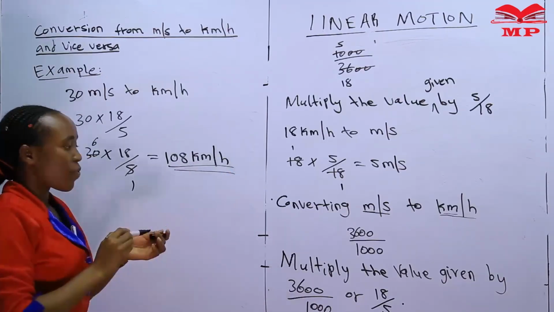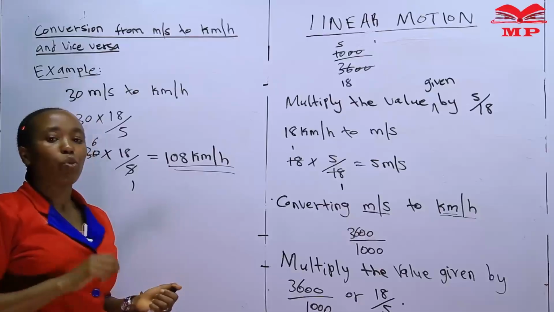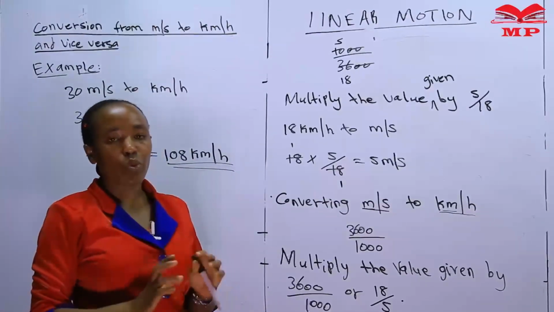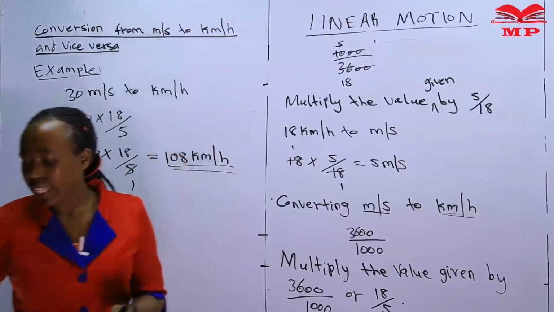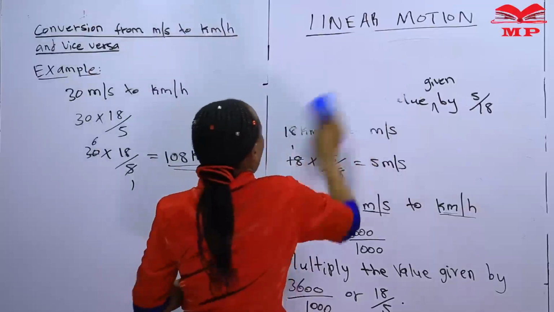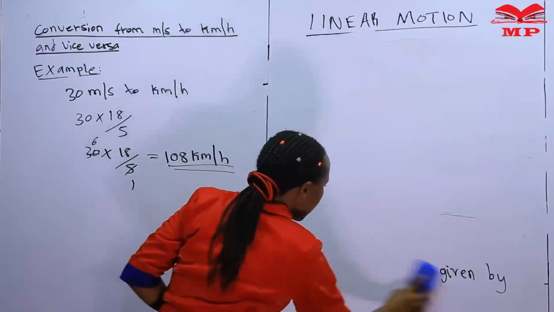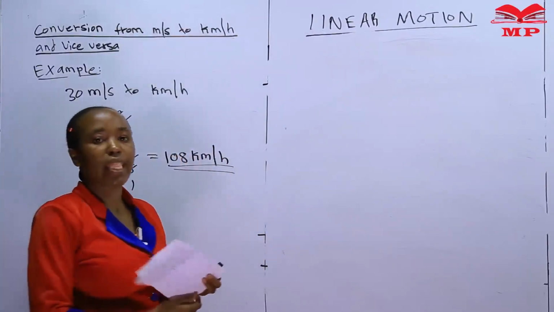So those are two different methods of converting kilometers per hour into meters per second and vice versa. So you can choose which one best fits you. I want to give you the last example in this, that is for the calculations involving the terms that I've already defined. That was the distance, the displacement, and also the speed.